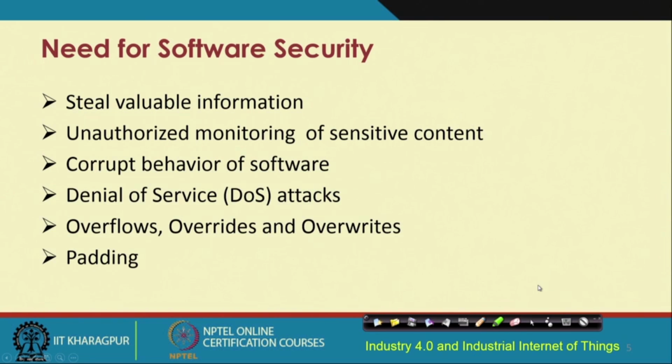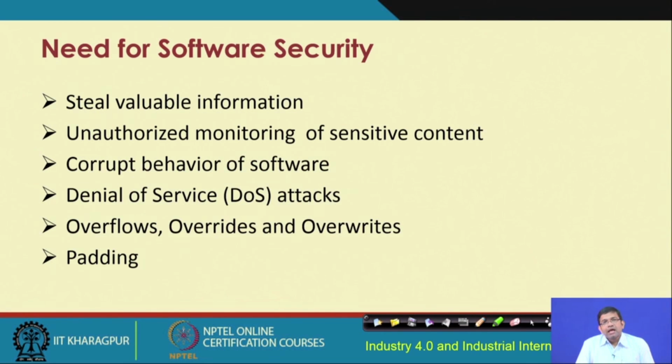There is a need for software security, because if the software that is implemented and is running in the automation process is not secured, that can pose a vulnerable point to steal valuable information. So, unauthorized monitoring of sensitive content is a concern. It is important to ensure that the software does not become corrupt or behave in a corrupt manner. Denial of service attacks should be prevented by the software. So, software security is very important.